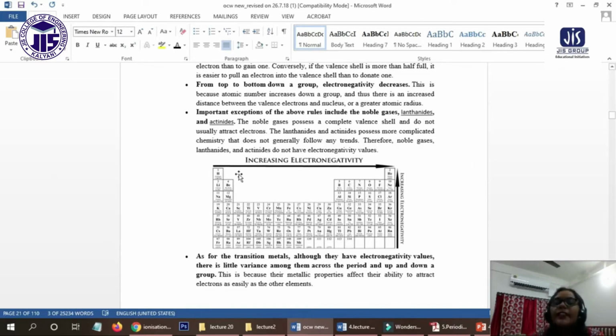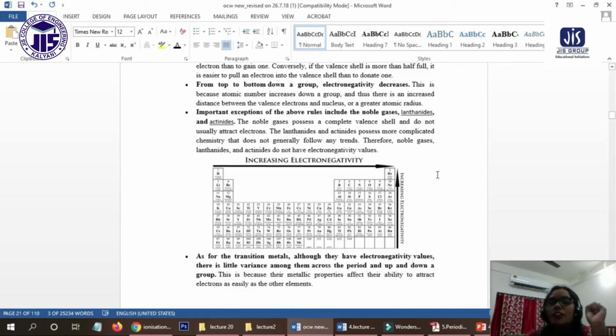And again, the electronegativity obviously increases towards the right side as the size decreases. And from bottom to top, again the electronegativity will increase due to the size effect. So that is electronegativity.